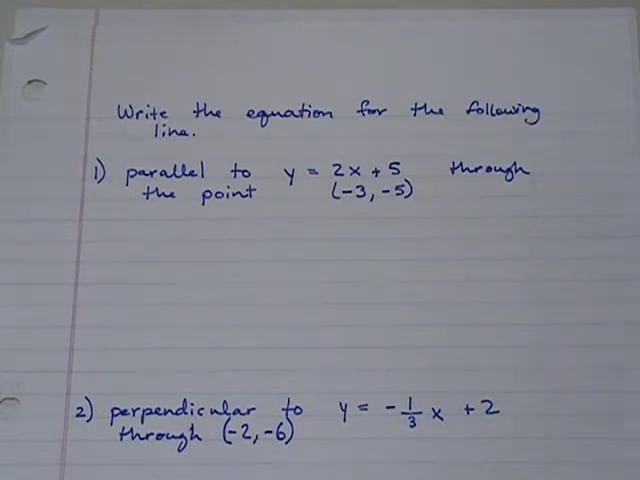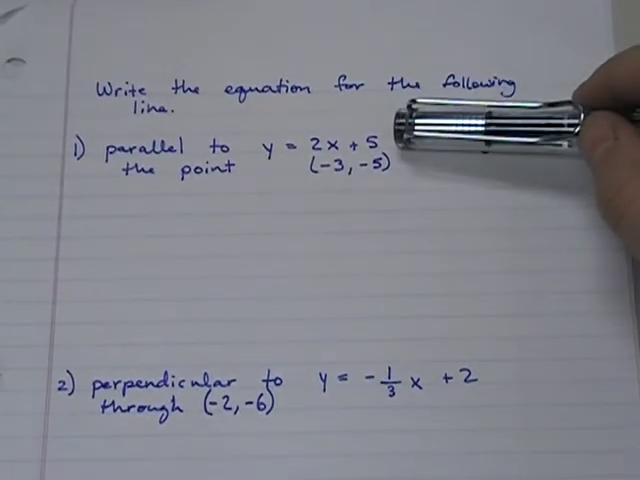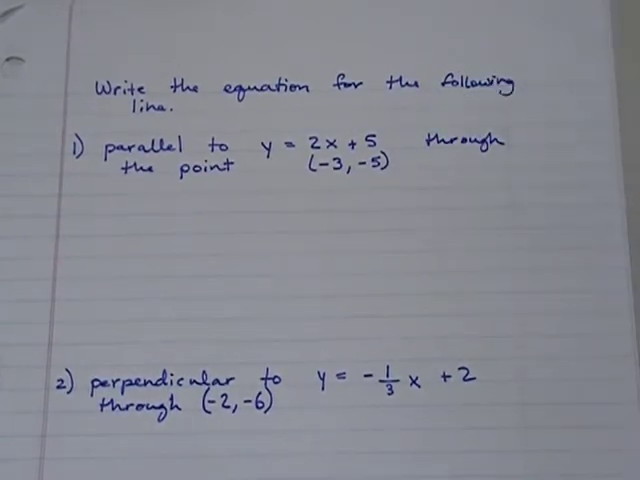Hello and welcome back. Today we've been asked to write the equations for the following lines. The first line, parallel to y equals 2x plus 5 and through the point -3, -5.